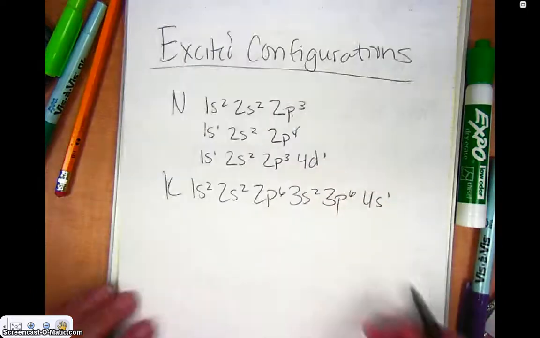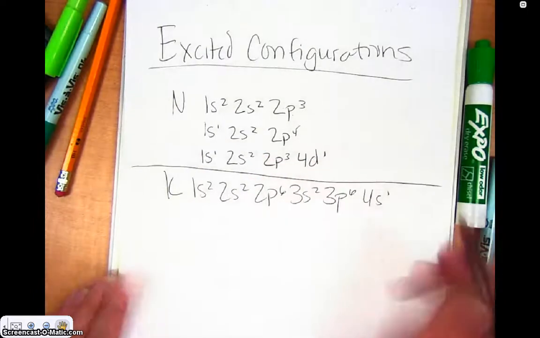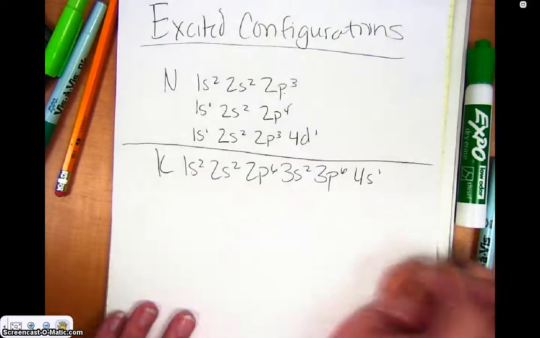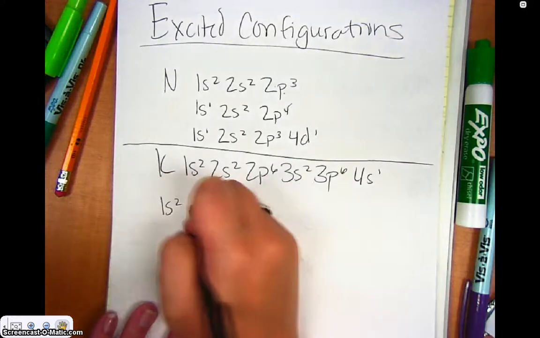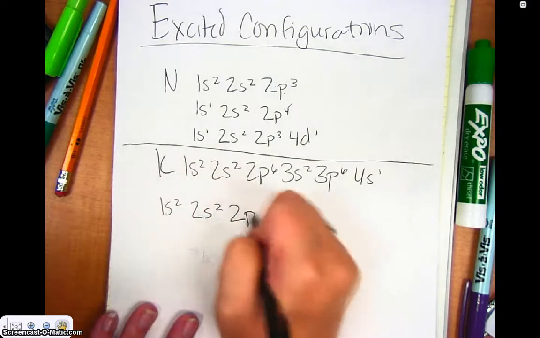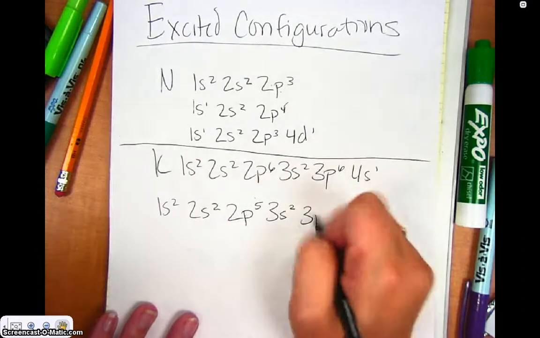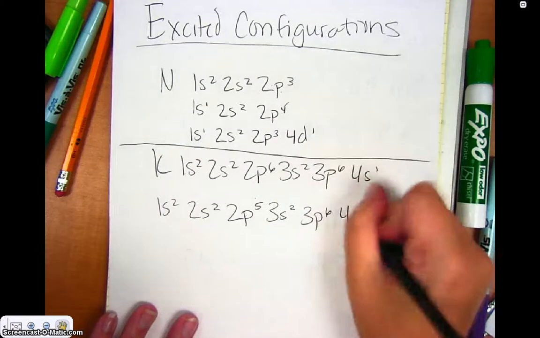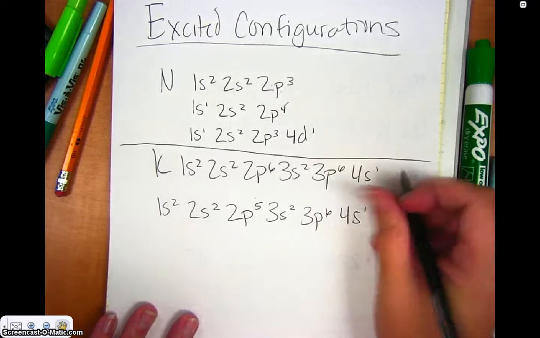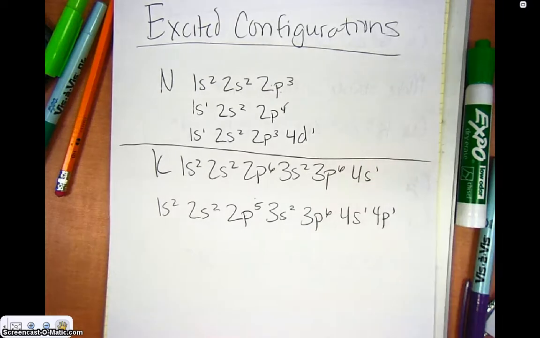So for potassium, let me just give you an example. Let's just say we've got 1s2, 2s2, 2p5, we'll take an electron from there, and we'll throw it up into a higher energy level. Let's say it goes to 4p1. Okay, so really you're not very limited here.